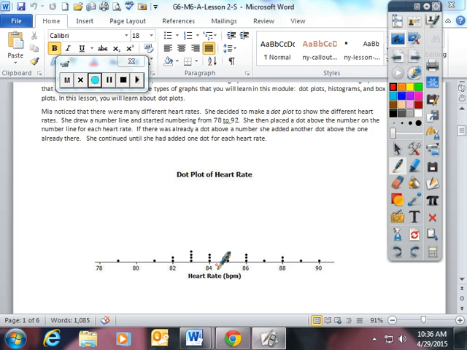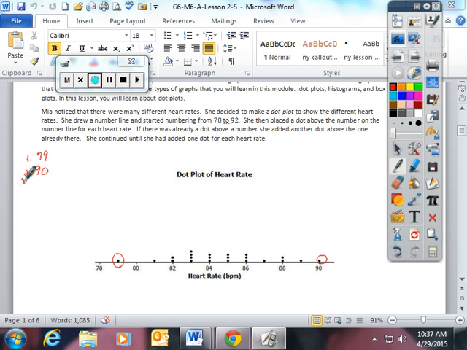There are several questions that I'm going to go over with you, okay, to make sure you understand what you're doing. Question one, what was the heart rate for the student with the lowest heart rate? Well, you look at your dot plot, and you look at the lowest number on the dot plot, and it's right here. So the lowest heart rate is going to be 79. Number two, what was the heart rate for the student with the highest heart rate? Well, that's going to be your maximum over here, and that's going to be 90.